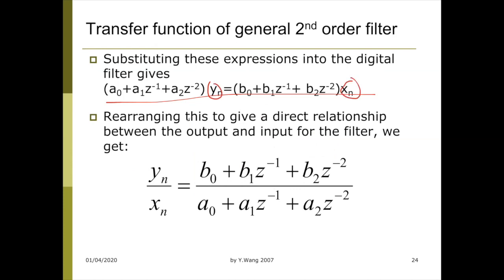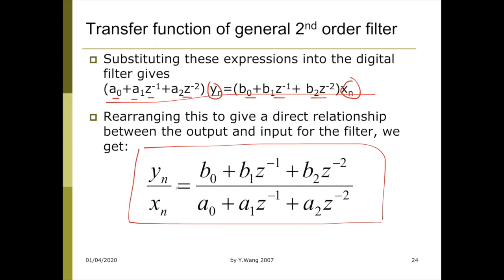So in that case, using some algebra, you can collect the common term, which is y[n] or x[n], outside of the bracket. So you only leave the coefficients as well as this delay factor in the bracket. So we rearrange this equation, and we get this final form of the transfer function.